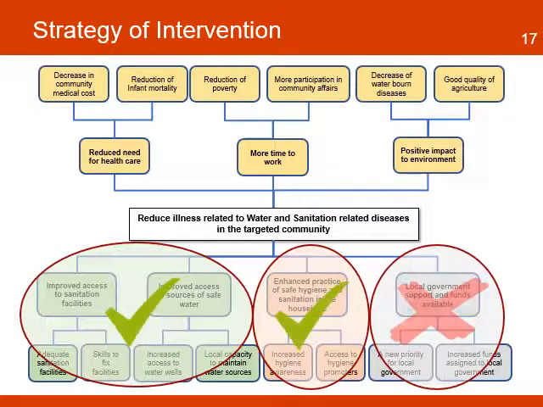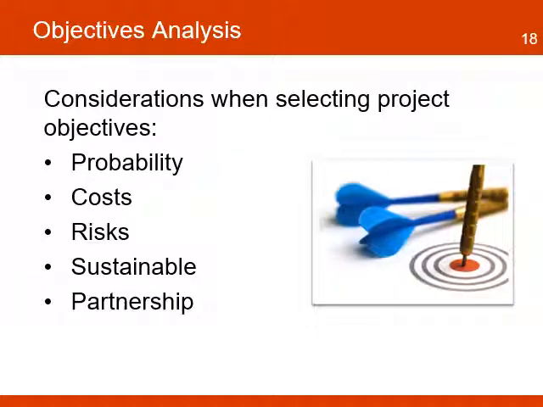The selected intervention strategies will be the basis for the development of the hierarchy of objectives in the log frame matrix. The objectives on the top of the tree are translated into development objectives. The objectives below are then converted into outcome and output objectives. The objectives analysis and the selection of the strategy of intervention will lead to the development of the project objectives.